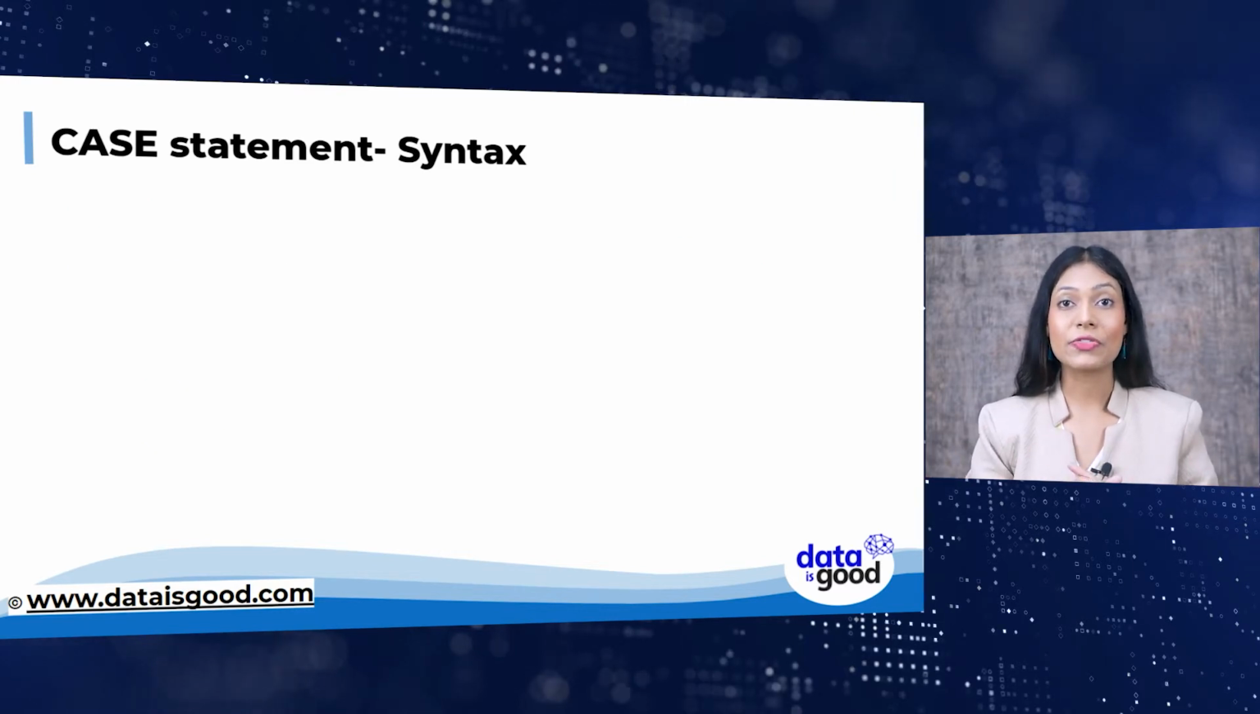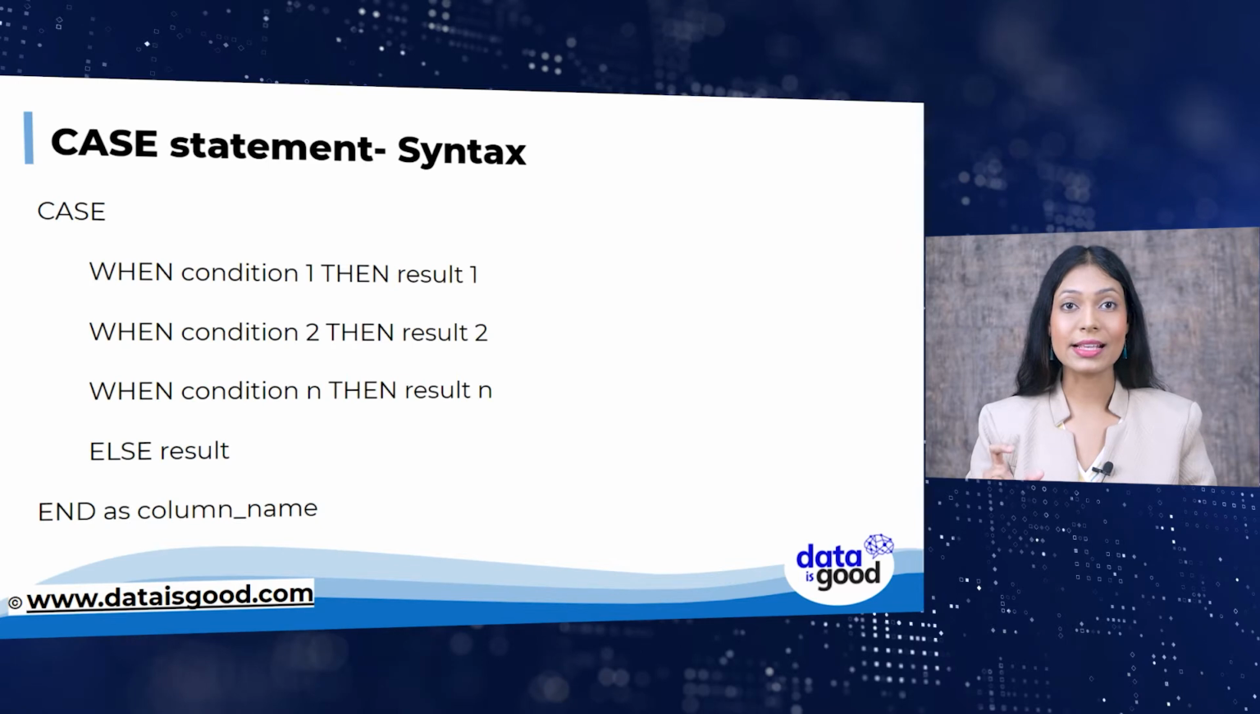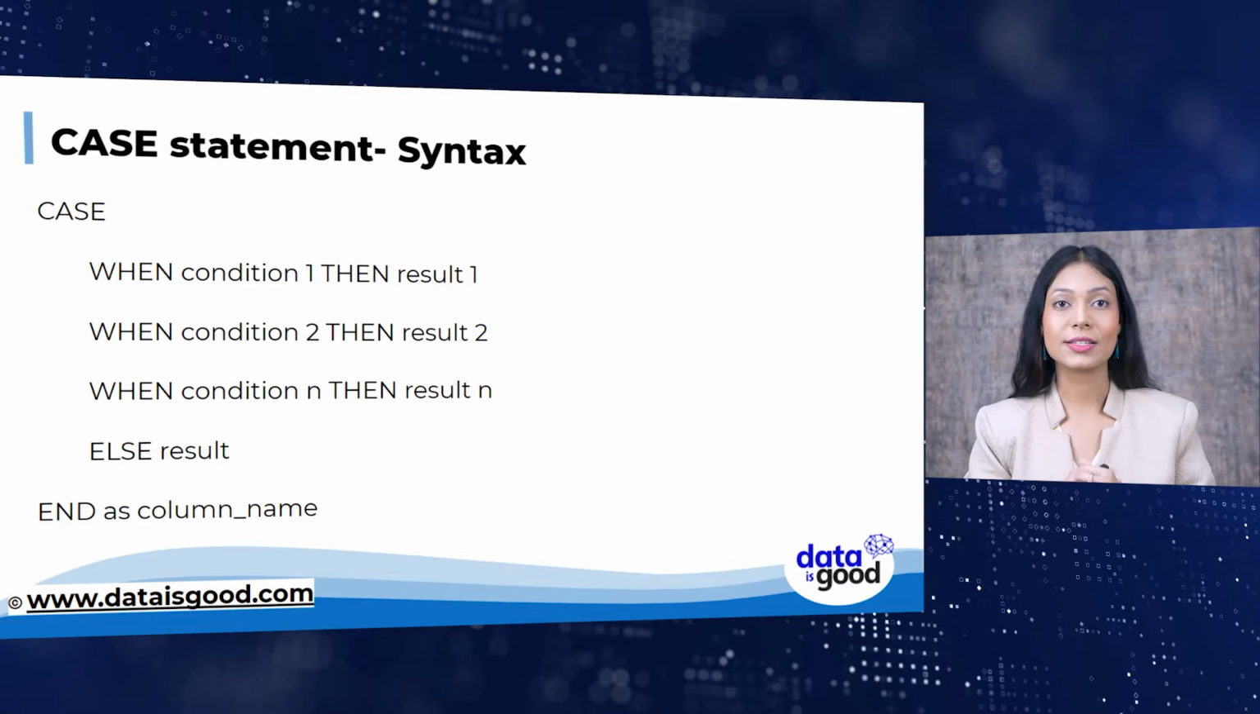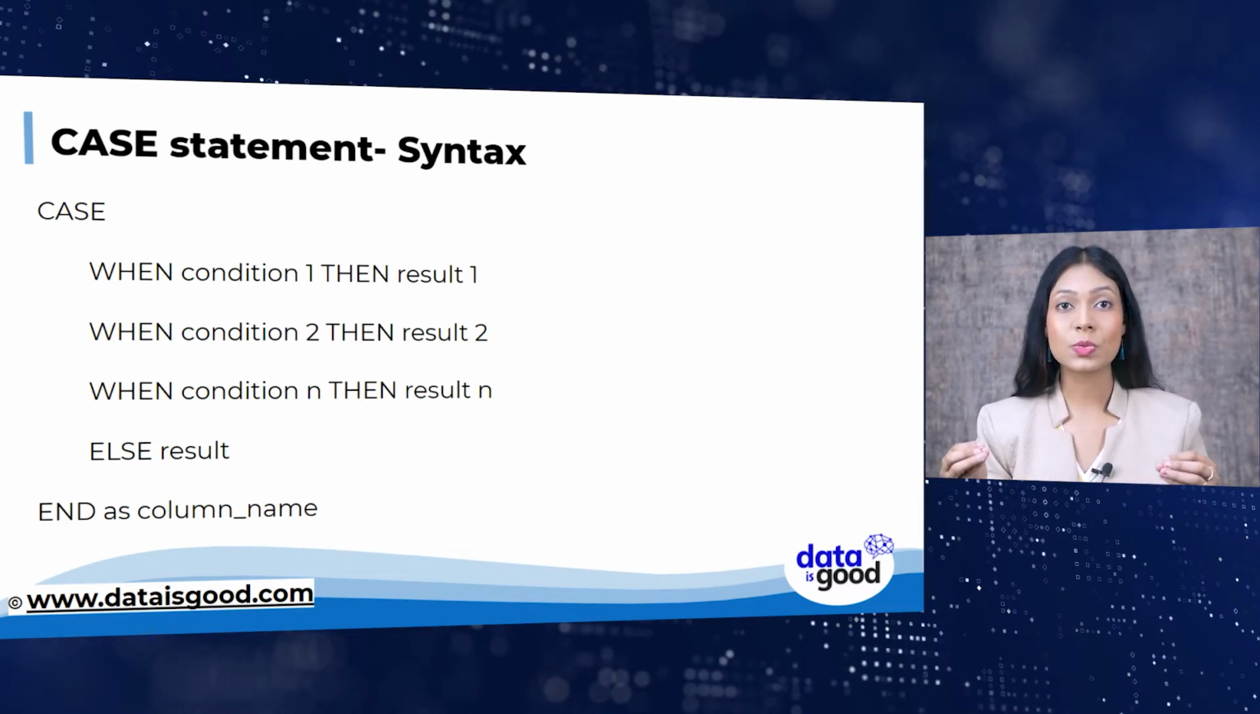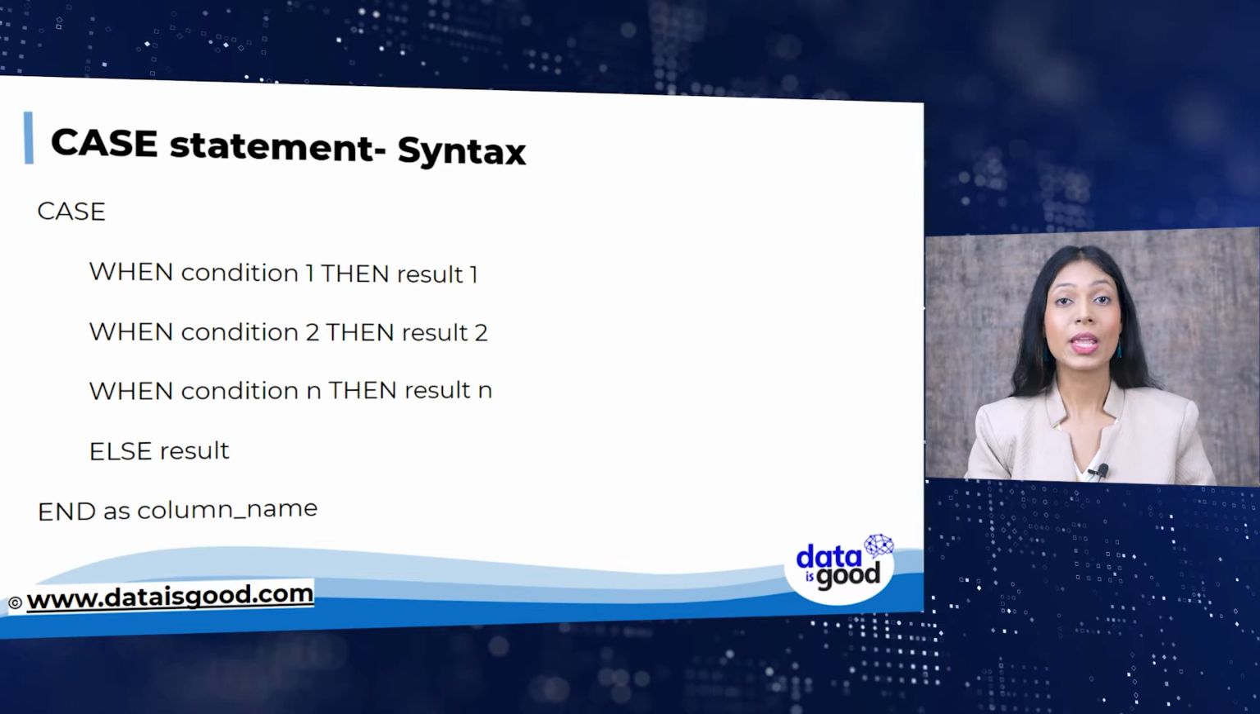The syntax of case statements is: case when condition 1 then result 1, when condition 2 then result 2, when condition n then result n, else result, and end as column name. Case statements start with the keyword case. After the case, we specify the condition using the when keyword. And after the condition, we specify the result using the then keyword.